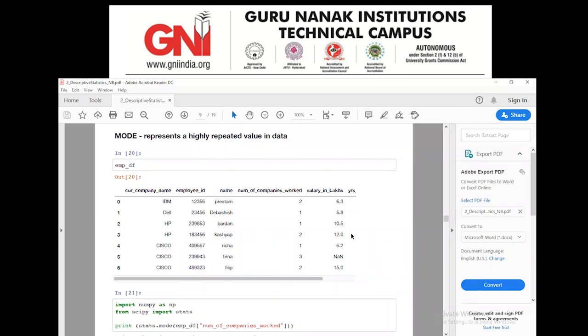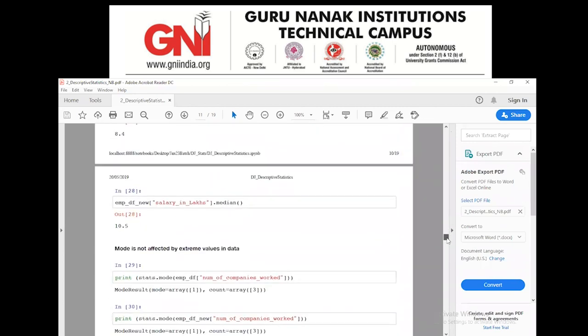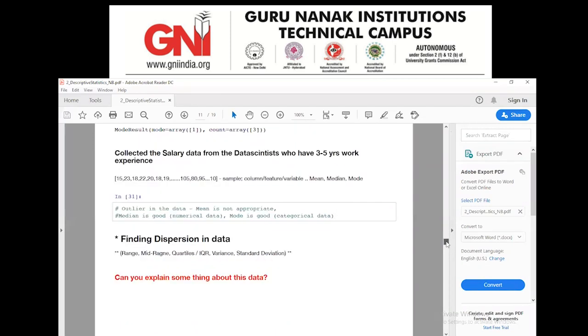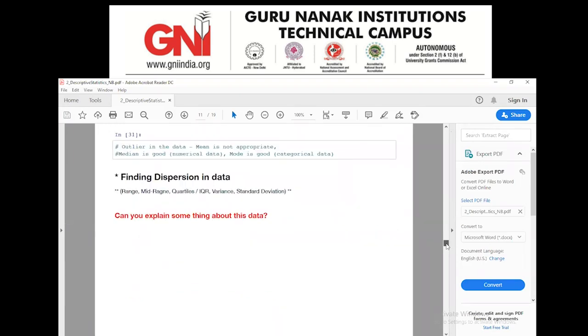Okay. The next more important concept is variance. Just see the definitions. Finding dispersion in data, that is, spreading of data: range, mid-range, IQR, variance and standard deviation. Already I discussed range, mid-range and IQR.